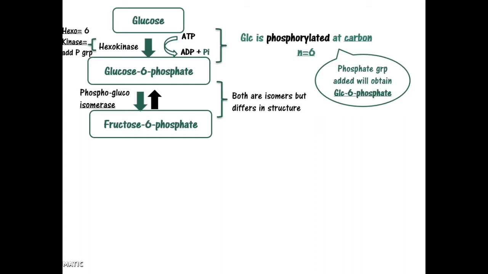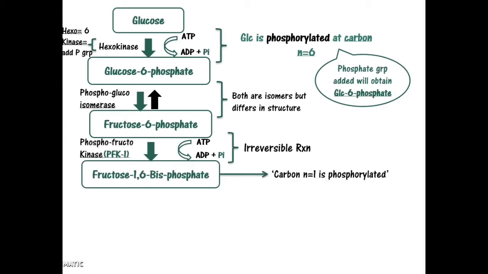An enzyme named phosphofructokinase PFK1, one of the most important enzymes that you should never forget, will add a phosphate group on carbon number 1, yielding a molecule named fructose 1,6-bisphosphate. So bis means 2 phosphate groups: 1 phosphate group on carbon number 1 added by the kinase PFK1, and a phosphate group on carbon number 6 previously added. Also at this stage we consumed one energy molecule, an ATP molecule.